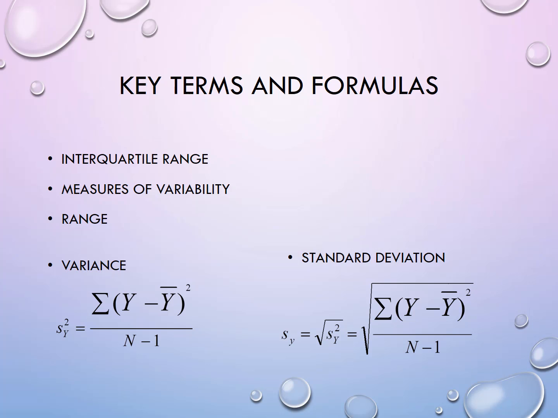The key terms in the formulas for this chapter are the interquartile range, that is called the measures of variability, so the range, the variance, and the standard deviation. And then the important formulas are the formula for the variance and the formula for the standard deviation. And the range was simple. It was just the highest minus the lowest score.